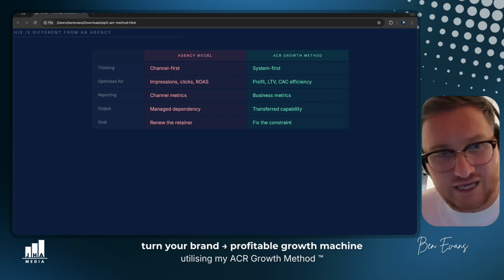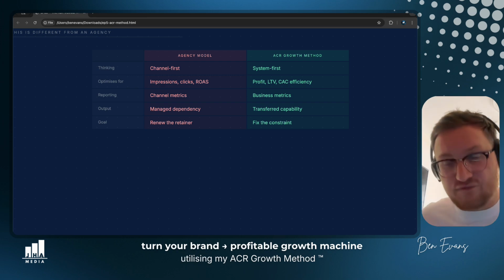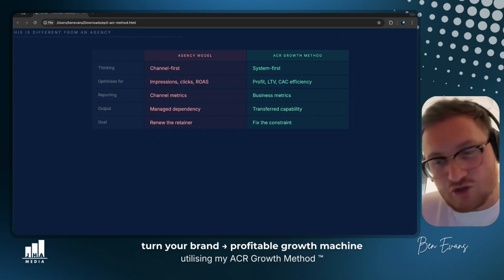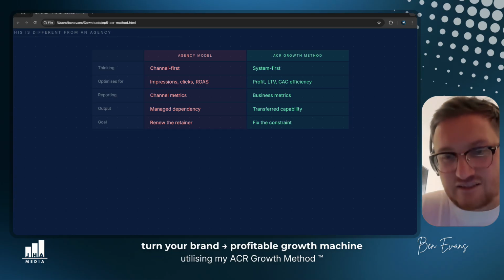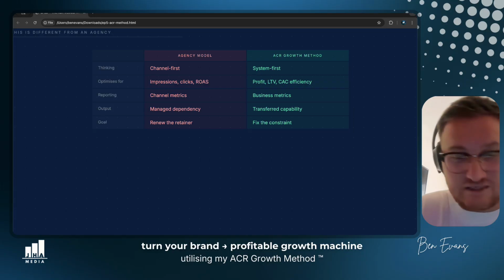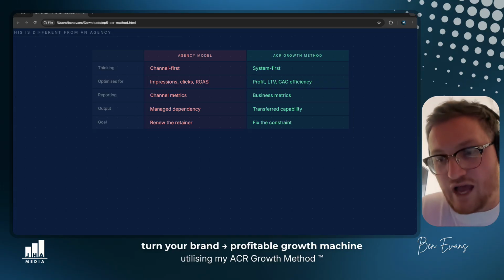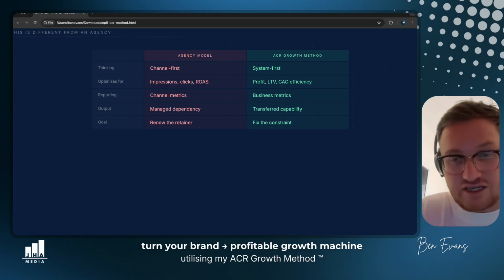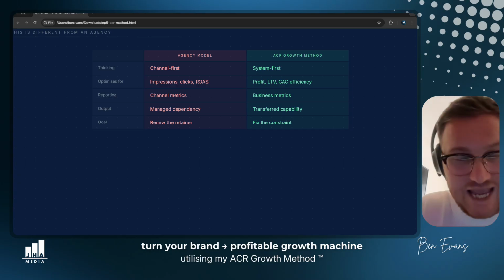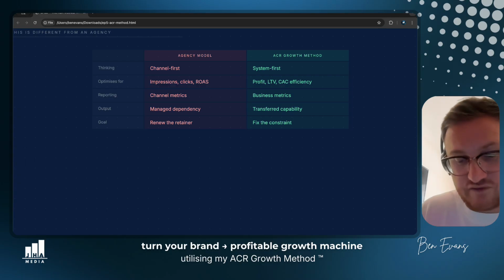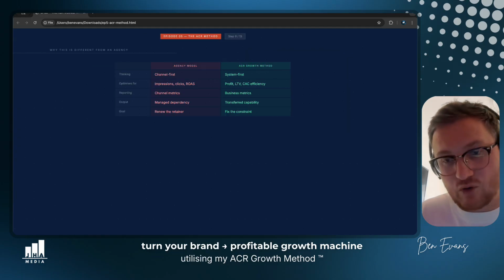We transfer that capability. And our goal fundamentally is not to renew the retainer that we set out. It's to fix the constraints in your business. It's to fix the constraints that you have that are debilitating you and removing your ability to actually scale your business profitably and to hit the levels of growth that you want to fundamentally hit. That's our role. That's our job.